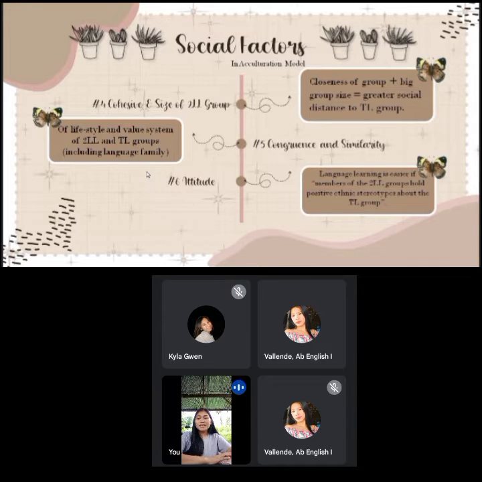Language learning is easier if members of the second language learner group hold positive ethnic stereotypes about the target language group. For us Filipinos, we think Americans are superior. Americans are much better, so we try to hold these positive ethnic stereotypes about them, and it makes it easy to learn English because of that stereotype of the Americans. Okay, the next one. Next slide, please.